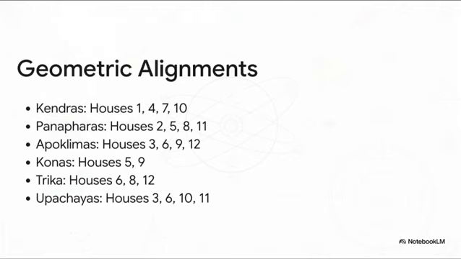You have the kendras, or angular houses, 1, 4, 7, and 10. These act as the foundational pillars and are considered highly auspicious. In stark contrast, you've got the trika, the so-called evil houses, the 6th, 8th, and 12th, representing struggle and loss. Then we also have the konas, forming favorable trines, and the upachayas, marking areas of growth.